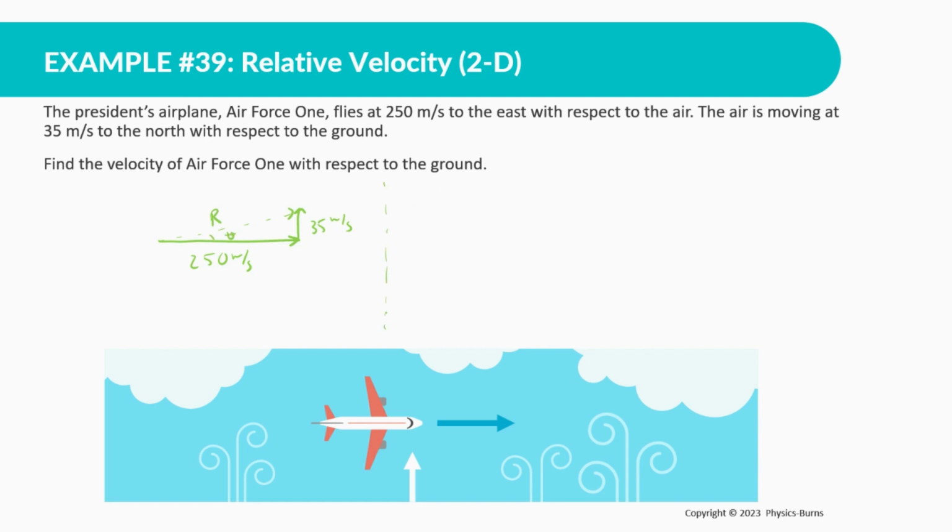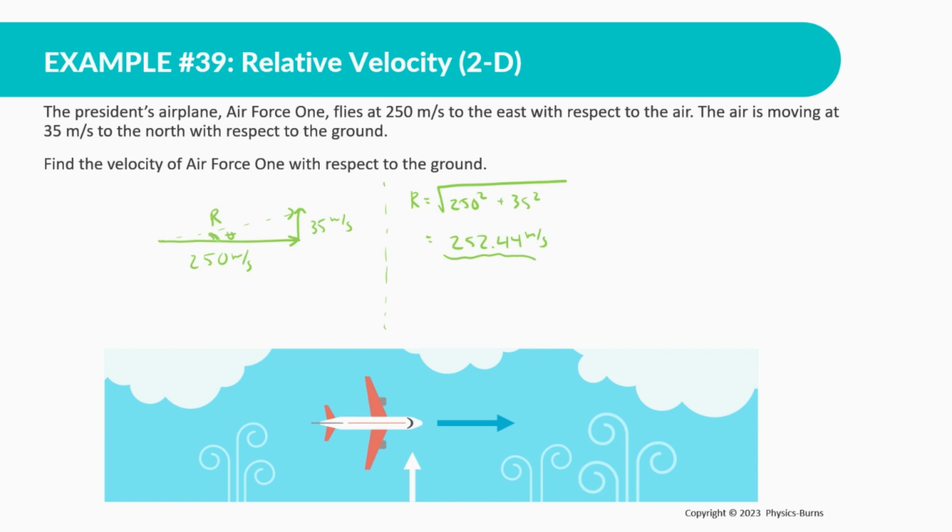So at this point, we should be pretty comfortable with this. So I'm just going to go through this relatively fast. Okay. Let me put this into my calculator. 250 squared plus 35 squared, square root. And then we get 252.44 meters per second. That's the speed.